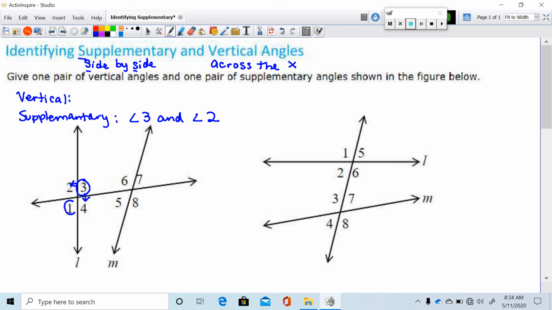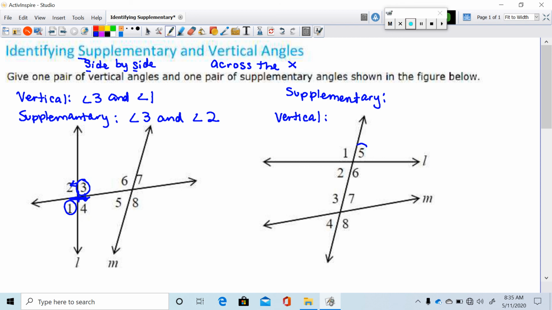Okay, or it's across the X. See how that forms a little X? When you go straight across, it's across the X. So vertical is, if you're talking about angle 3, the vertical angle would be angle 1. Okay, so it's probably easier to find the supplementary first. And I'm just giving, like I said, one example. There are several different correct examples on each one of these.